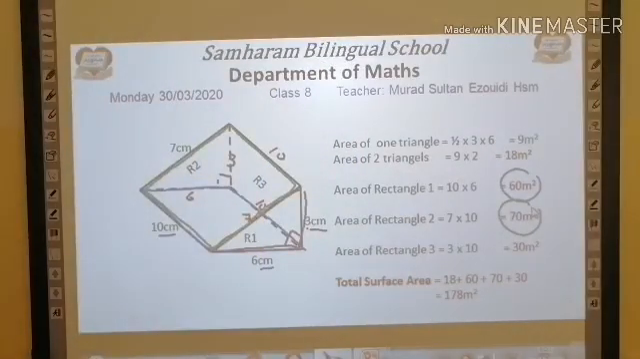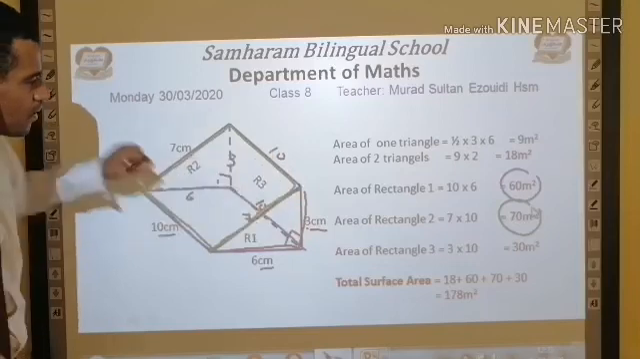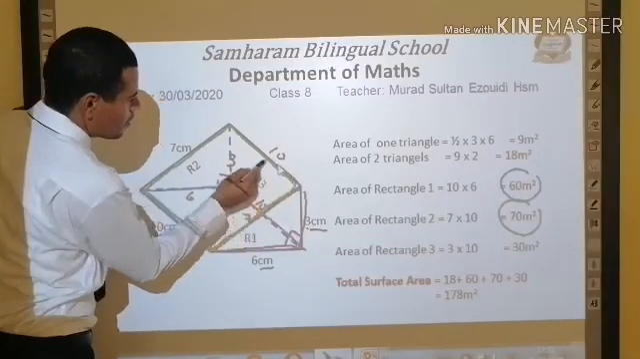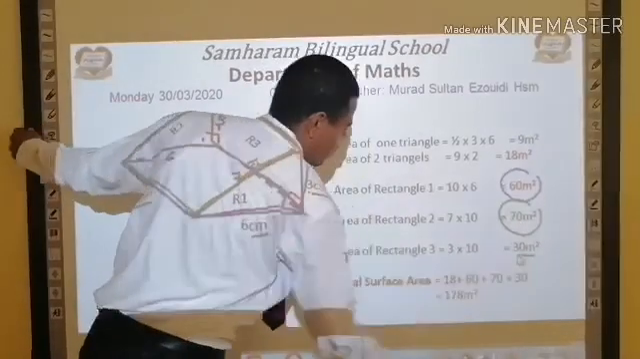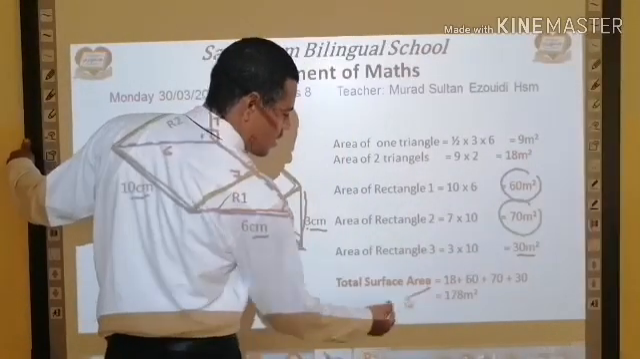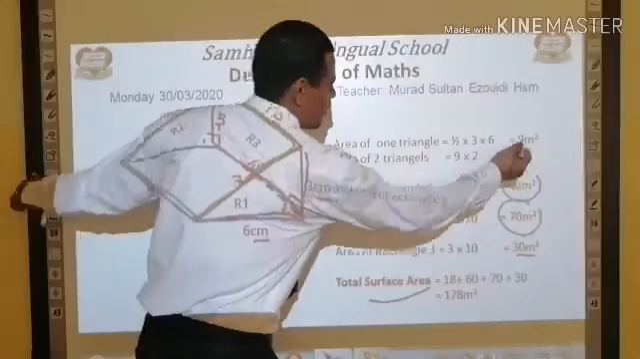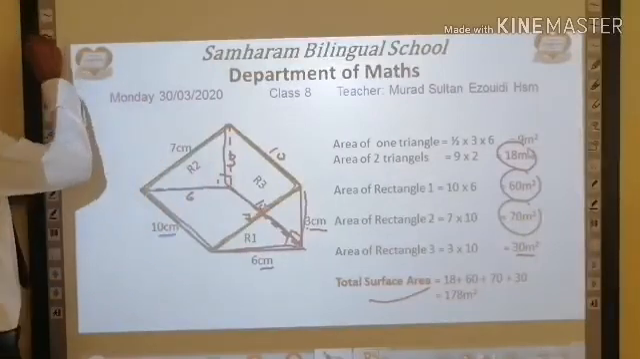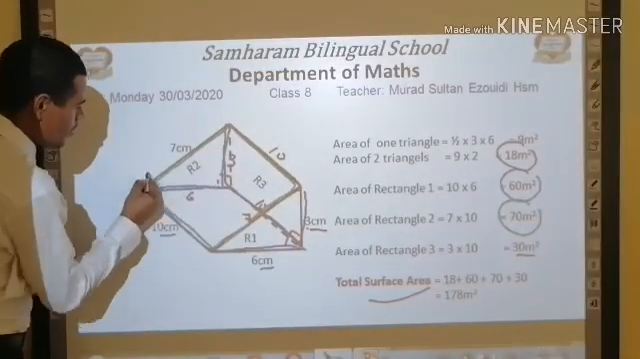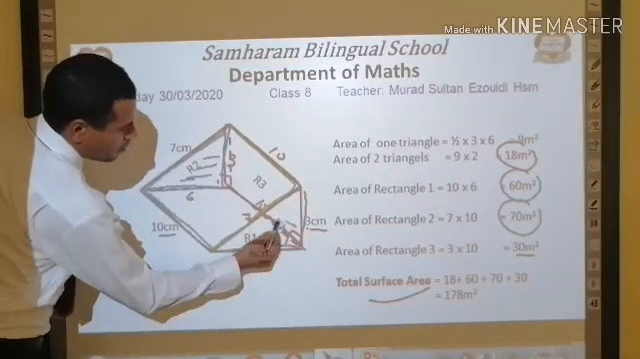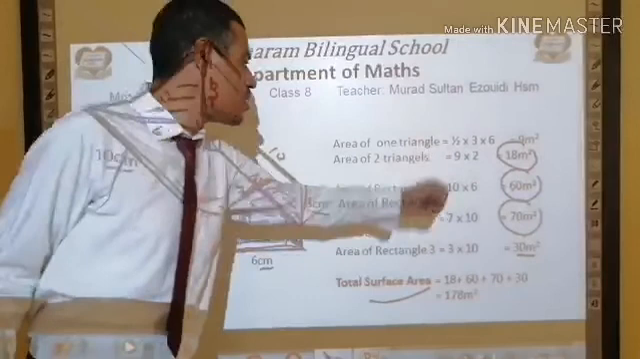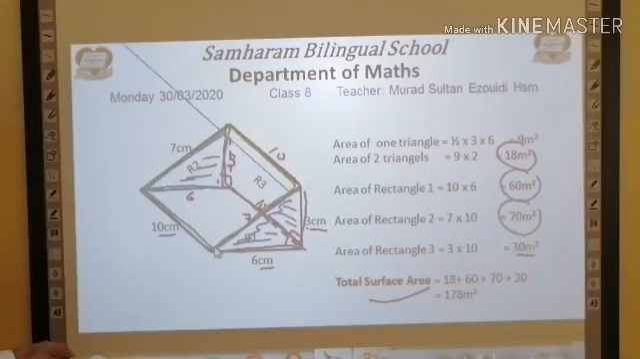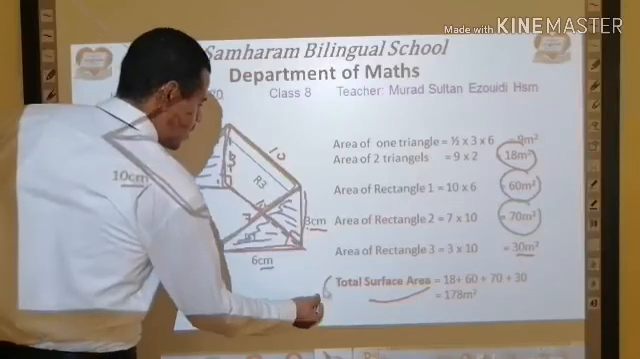Then area of rectangle 3. Rectangle 3 is 3 multiplied by 10. It will be 30 meters square. To find the total surface area, just add all of this. Means 18. Why 18? Because we have two triangles. This is triangle number 1. This is triangle number 2. So 9 plus 9 is 18, plus 60 meters squared plus 70 plus 30 gives 178 meters squared. This is the total surface area.